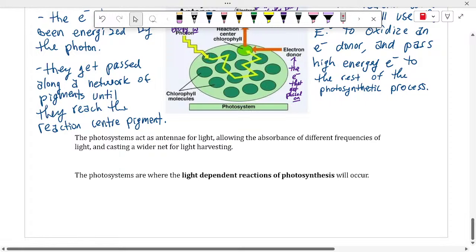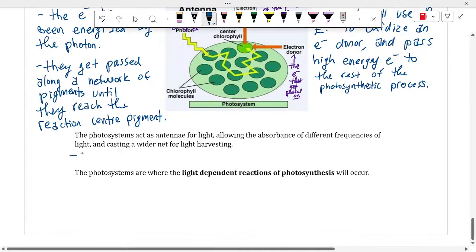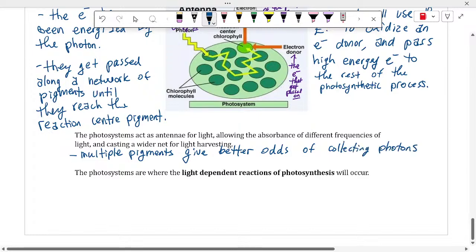So the photosystems act basically as an antenna for light, allowing the absorbance of different frequencies of light and casting a wider net. So we note that multiple pigments give better odds of collecting photons, right? And then different pigments in the antenna complex can collect different wavelengths of light.